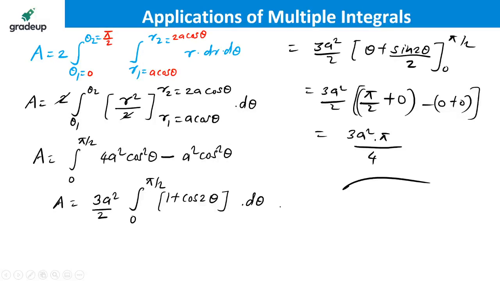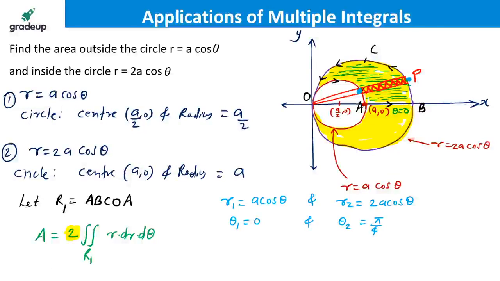And as I already told you, we can easily calculate it conventionally. In our 10th standard, 8th standard, 7th standard, we have learned the area of the circle, pi r square. So radius of the outer circle is A. So area of the bigger circle is pi a square minus the area of the smaller circle. Your answer will be again 3 by 4 pi a square.